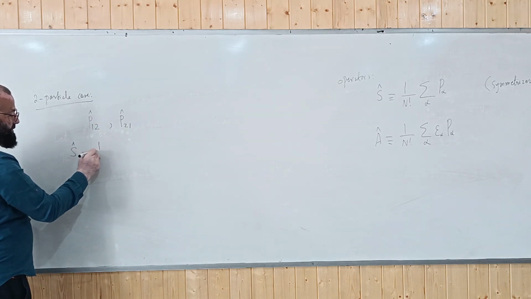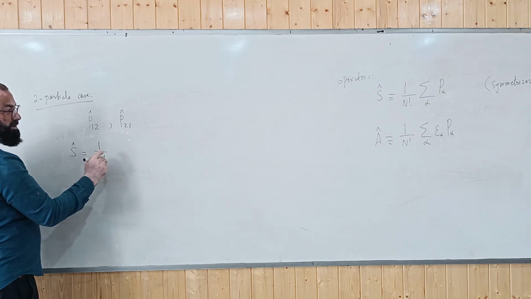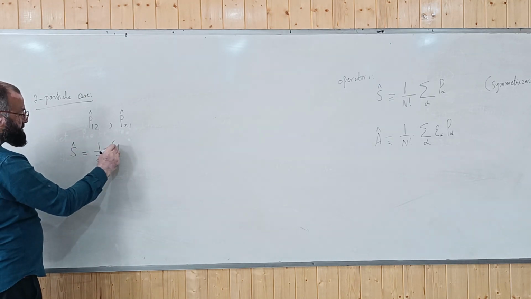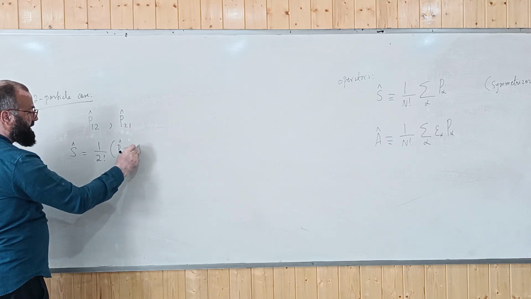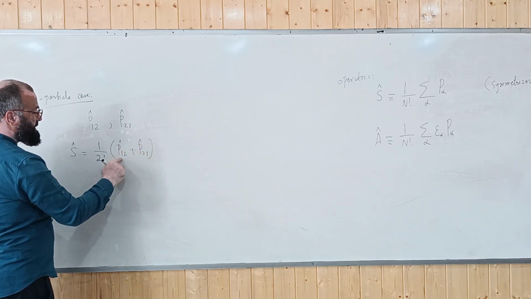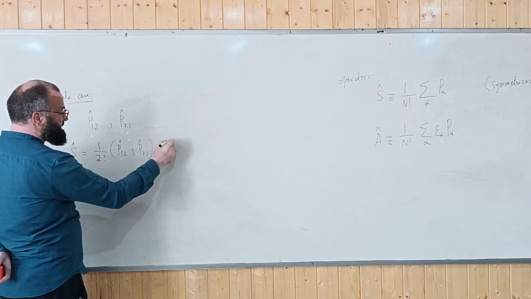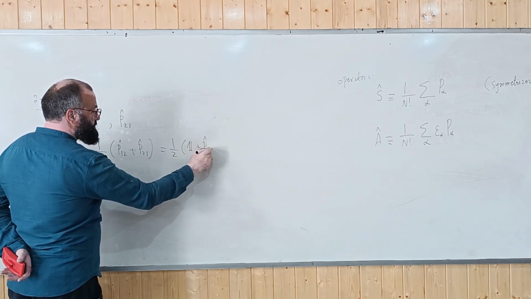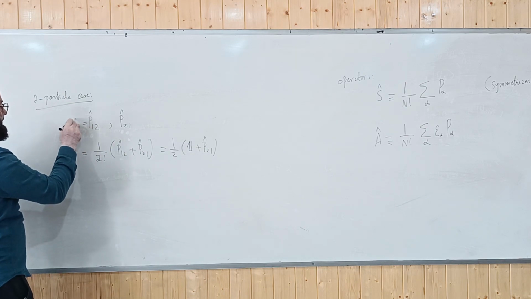Now let's write this S. So what will be n factorial? 2 factorial. Okay, the sum means all the possible permutations. You are having only two permutations. You will then write P12 plus P21. So what is this P12? It is identity, so it's 1. So this is identity plus P21.